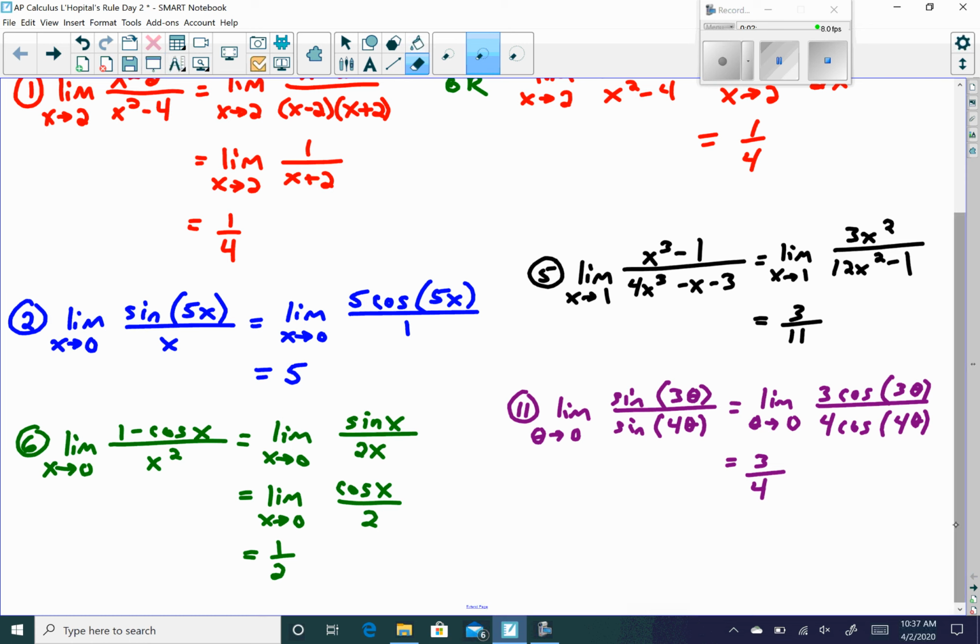All right, now number 11, that's the one that said to use a table, but you could still do this graphically just to confirm. Like number 2, when we go to take the derivative of the numerator and denominator, because we're still getting 0 over 0 originally, again, that's going to become cosine of 3 theta times 3, and then cosine of 4 theta times 4. So cosine of 0 is just going to give us a 1, and that's how we get 3 times 1 over 4 times 1, so 3/4. So hopefully you guys are doing okay with the problems up to 11.